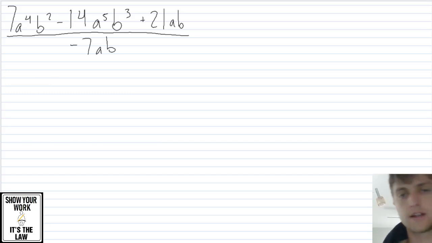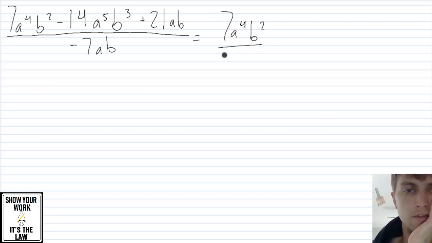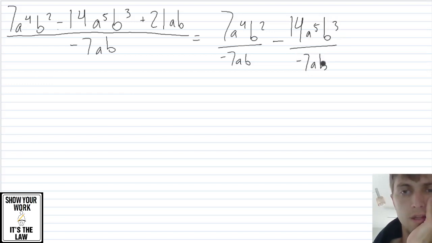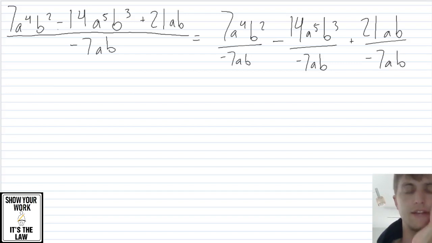Okay? And then lastly, let's do this one. Looks all complicated and hard, but all we got to do is break it up into the parts. 7a to the power of 4, b squared over negative 7ab minus, because of our minus here, 14a to the power of 5, b cubed over negative 7ab plus 21ab over negative 7ab. And as a reminder, your first step is to always just rewrite what you have on your piece of paper. Now, let's do our cancellations.